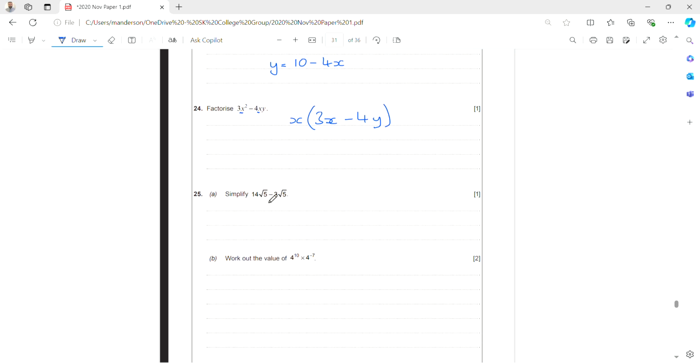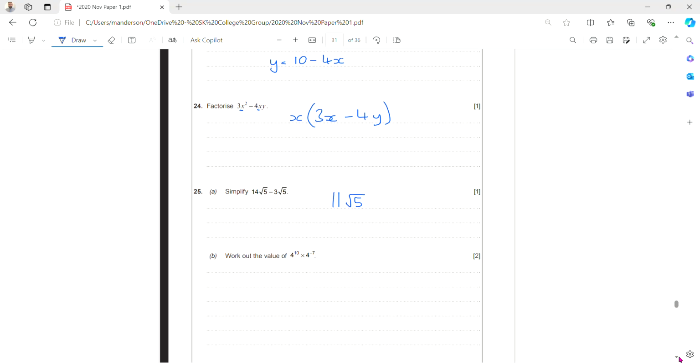25 says simplify 14 square root of 5 take away 3 square root of 5. And what we can do is we can just say, well, we don't need to know what the square root of 5 is, but we know we've got 14 of something and we take away 3 of that same thing, and 14 take away 3 is 11. So we've got 11 lots of whatever we're talking about, and we happen to be talking about the square root of 5. So the answer there is simply 11 square root of 5.